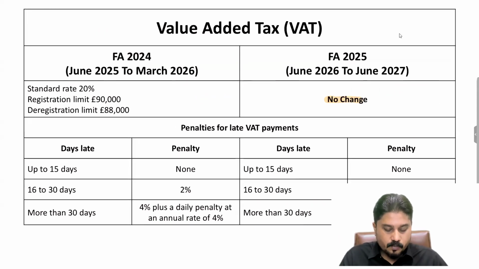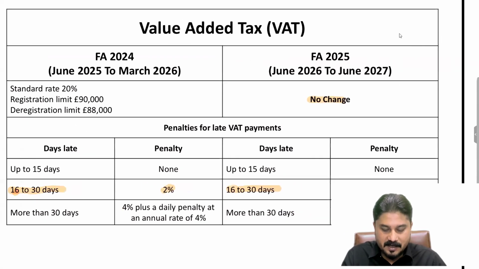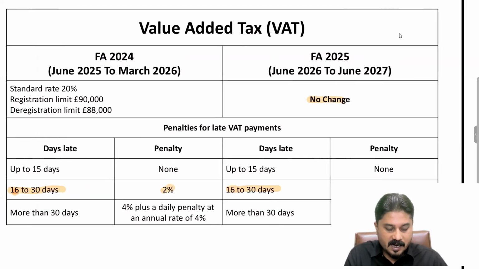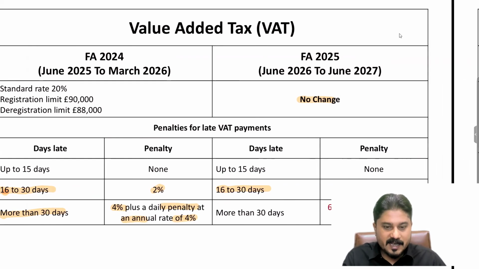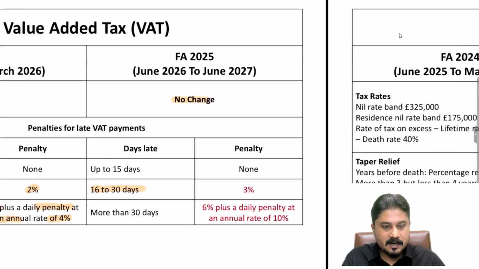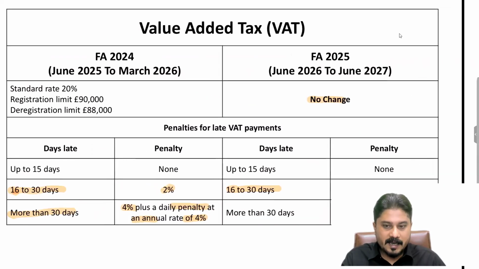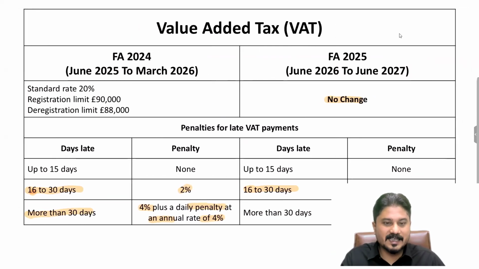Previously, if the late payment is between 15 to 30 days, the penalty percentage was 2%, but now this percentage has increased to 3%. Thereafter, if the late payment is more than 30 days, previously it was 4% plus a daily penalty at an annual rate of 4%. Now it has changed to 6% plus a daily penalty at an annual rate of 10%. So except for this one change, we can say that there is no change in the value added tax.